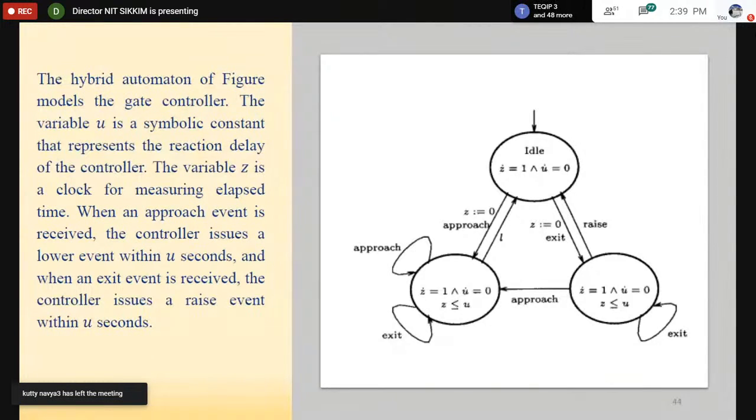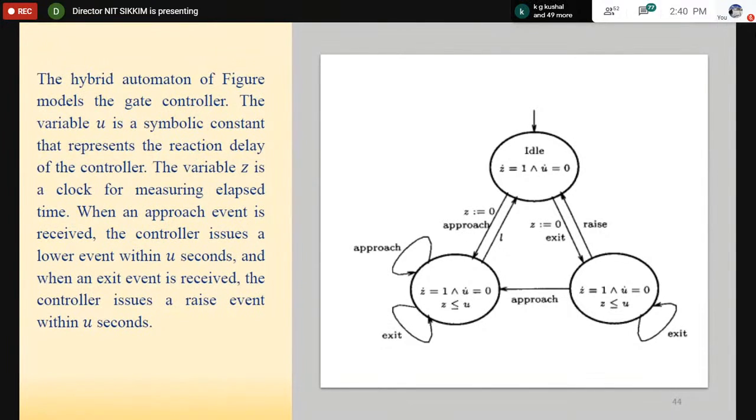Whenever it is in idle state, it means no command is being received. As soon as the approach command is received by the controller, the gate should be lowered. So the transition has to be made from the idle state to the lower state, and finally, when the gate is lowered and closed, and the train passes, the exit command is issued, and then the gate is raised, and it goes to the idle state again because your train has crossed the gate.